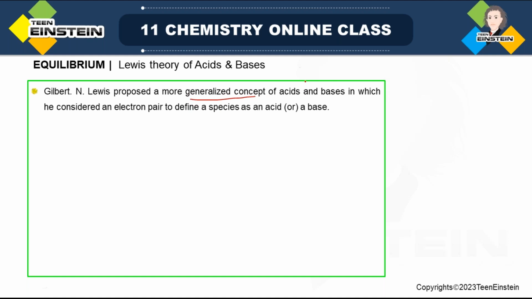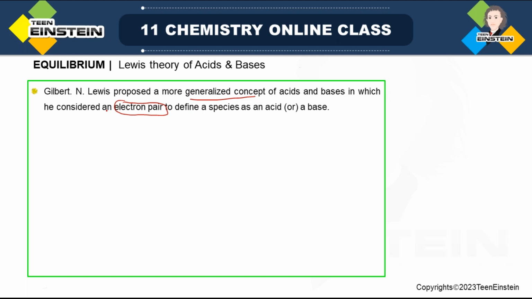First see what Lewis theory actually states. This is the most general among these three concepts, in which Lewis considered an electron pair to define a species as an acid or base. So our definition of acid and base will be based on electron pair. Until now we have talked about H plus or HO minus. In Arrhenius, any species which can give H plus is an acid, and any species which can give HO minus is a base. Then in Bronsted we have seen acid is proton donor and base is proton acceptor.